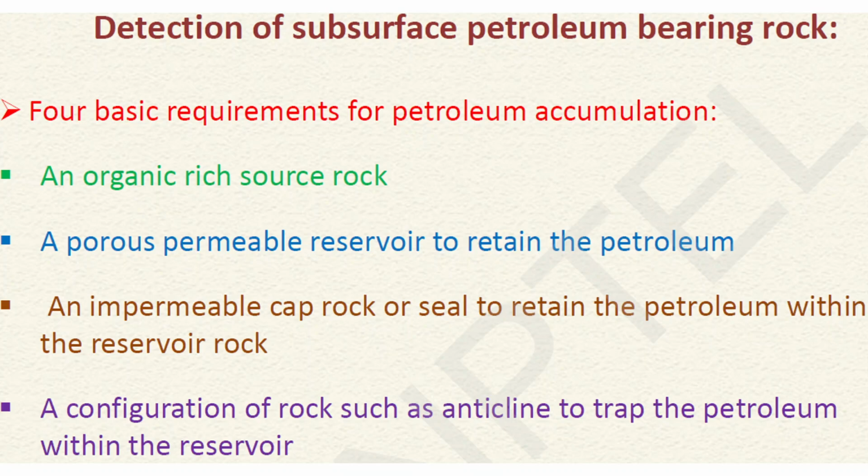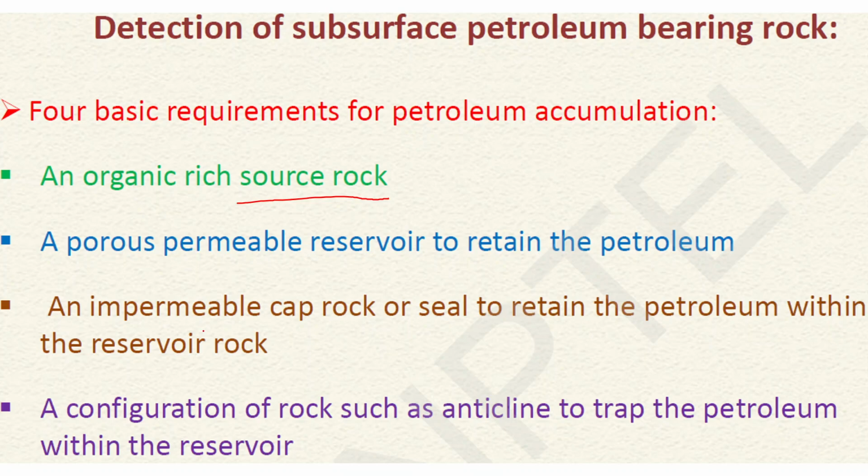Firstly, when this petroleum crude oil is forming, that rock is called the source rock. And then, as I told you, due to high pressure, this crude oil is transferred from the source rock to the reservoir rock. So the first requirement is a source rock. A source rock is required.